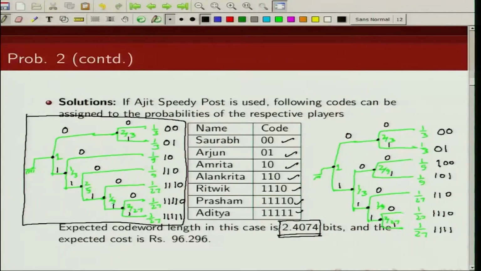Now what was the cost of Ajit's PD post? It was 40 rupees per binary bit. So if you multiply it by 40, we are going to get the expected cost if we use Ajit's PD post. So the cost involved if Vipul uses Ajit's PD post is 96.3 rupees. Okay. Now let us look at Ketan Super Services.